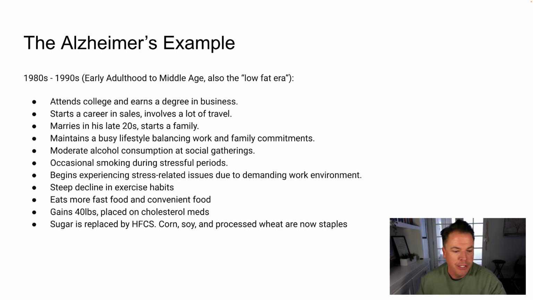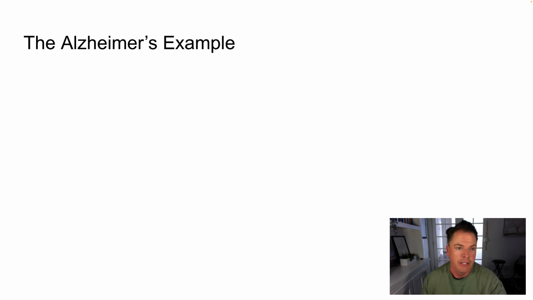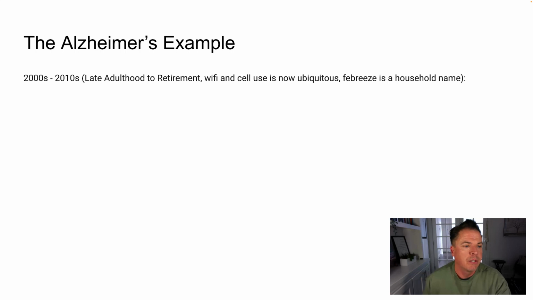Hey, sugar is replaced by high fructose corn syrup. Corn, soy, and processed wheat are now staples of his diet. And then he starts to get his annual flu shots, which is a factor in this particular case. So 2000s to 2010, we're pushing towards retirement, which I want to point out, the average American, half of us will have some sort of chronic disease by the time it is time to retire, which is sad to me.